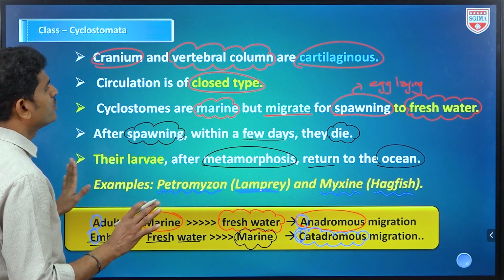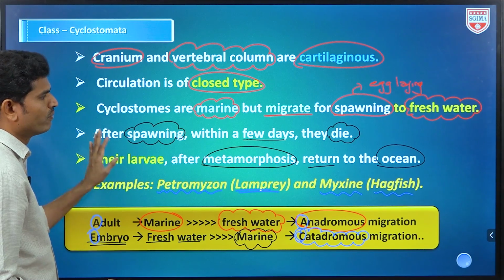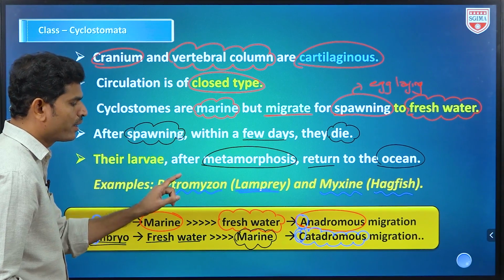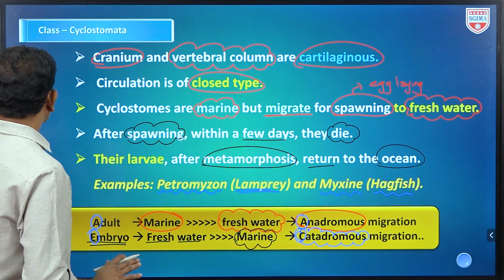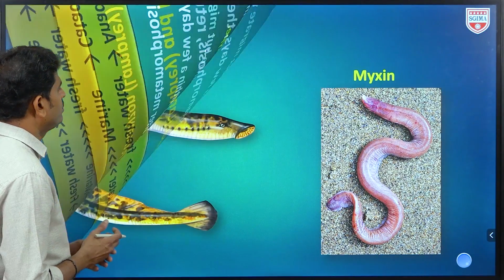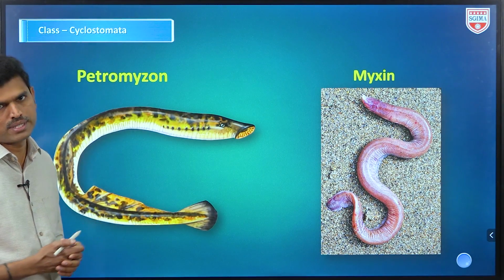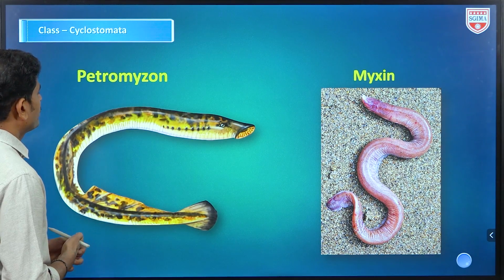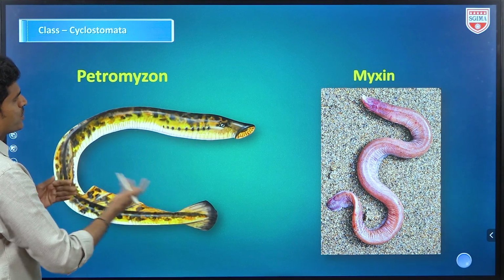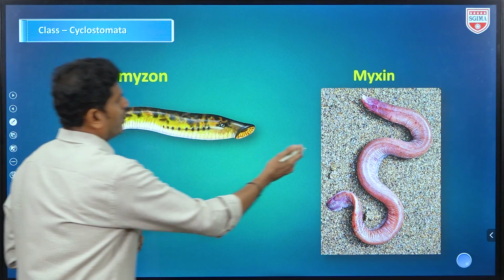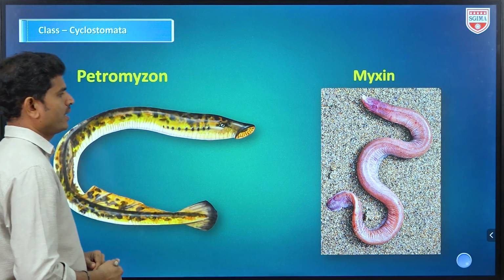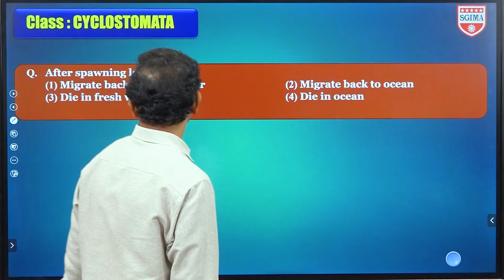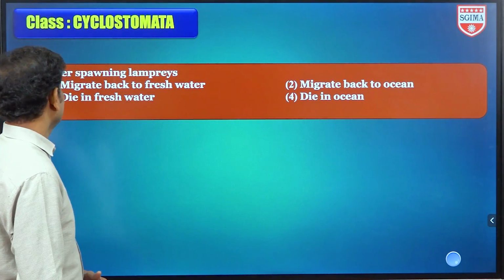Okay, so these are the only points we have to remember from this slide. The words anadromous and catadromous are compulsory to remember. Next, examples: Petromyzon, this is only, and the next one Myxine, this is only. Hagfish and lamprey. Now it's time to recall the knowledge.